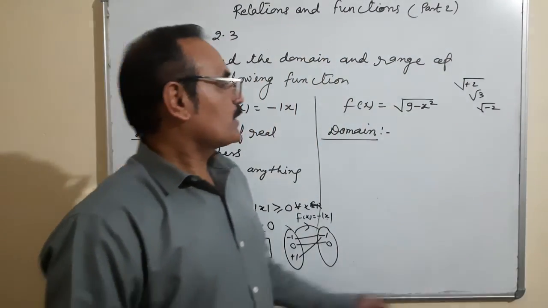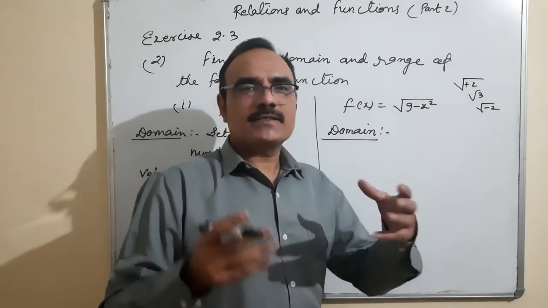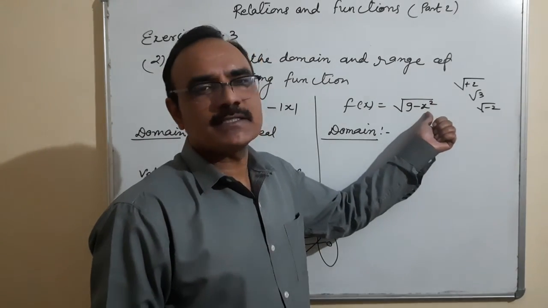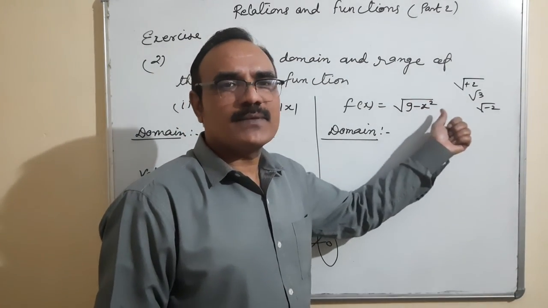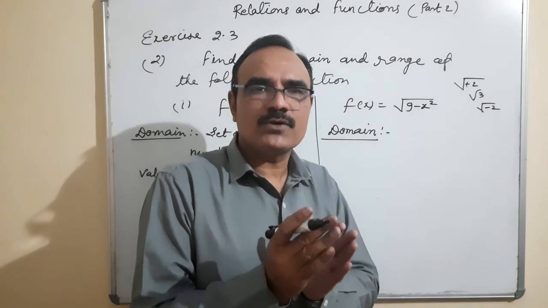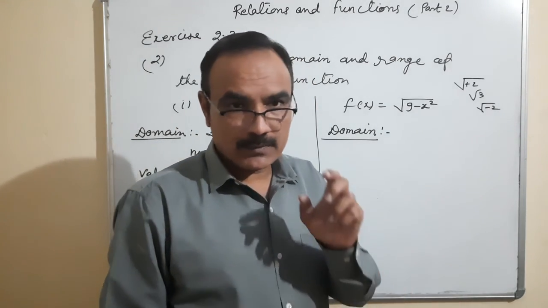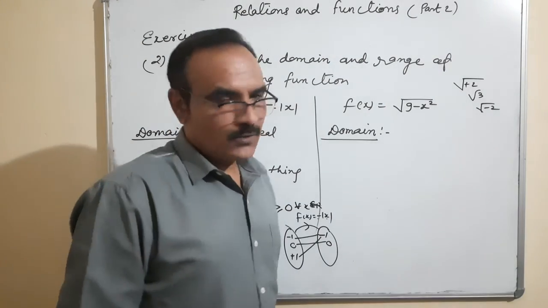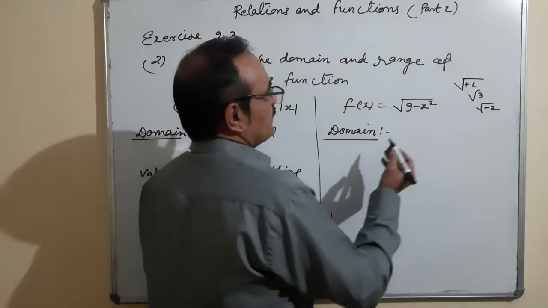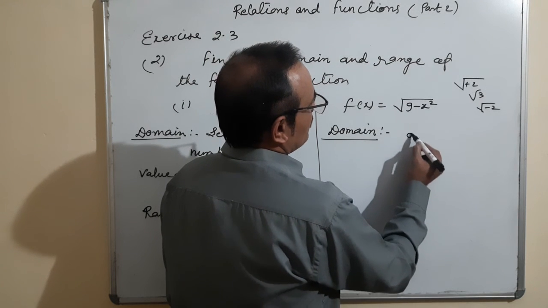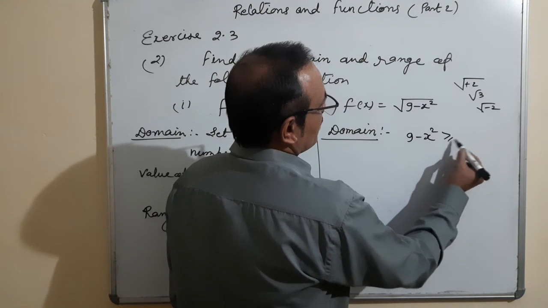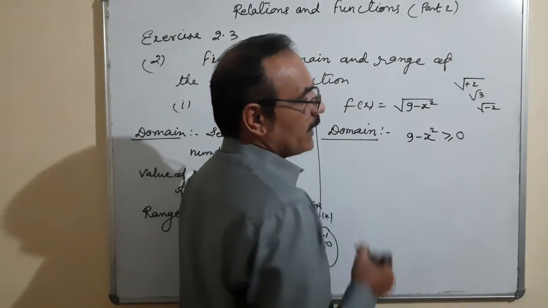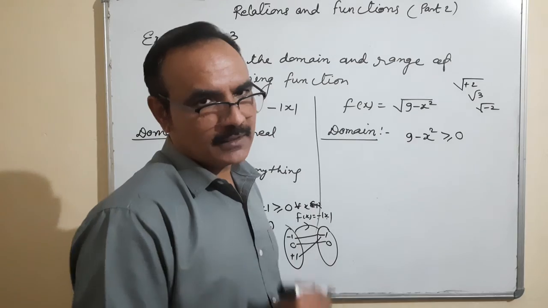So what does it mean? Here we have one restriction. You can put the value of x only in such a way that whatever number is coming under the root should be 0 or greater than 0. It will never be less than 0. How do we decide it? Since 9 minus x square is greater or equal to 0. Agreed? Because less than 0 means a negative under the root, which is not defined in the set of real numbers.